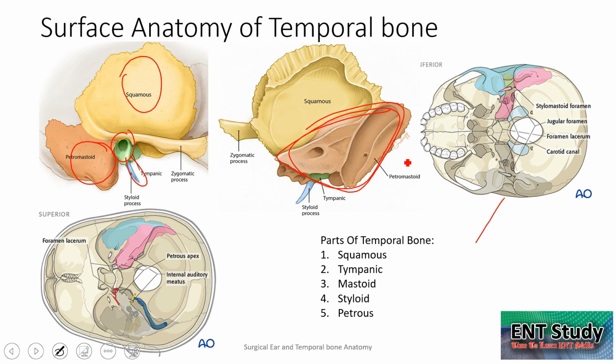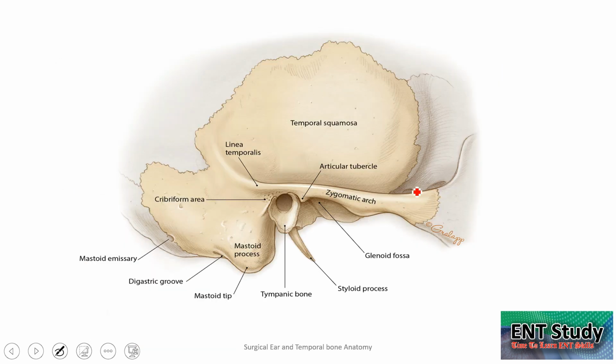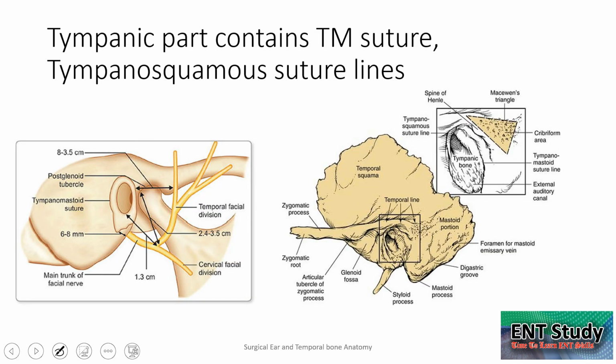This is the view of the skull base, viewed from inferior and superior sides. This again shows some of those important landmarks. So the tympanic part of the temporal bone is going to house some important sutures, namely the tympanomastoid and the tympanosquamous suture lines. Basically, when the skull is being formed, it forms in portions, and between two different bones we have some suture lines.